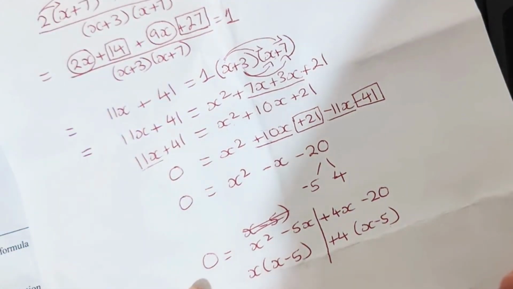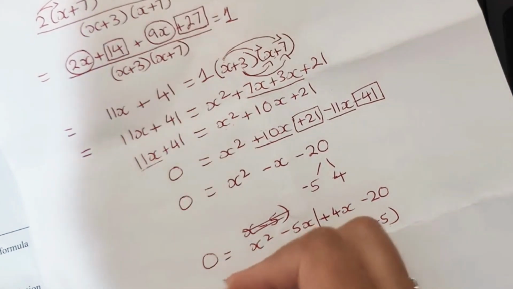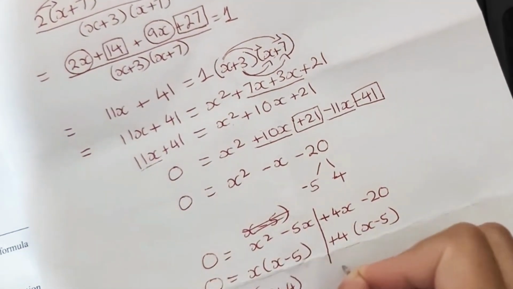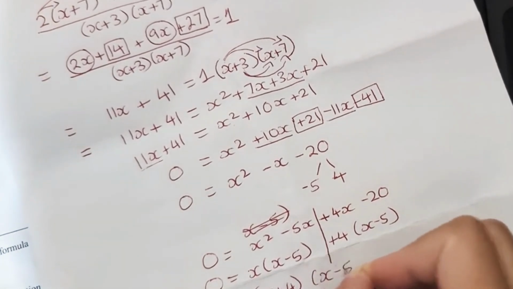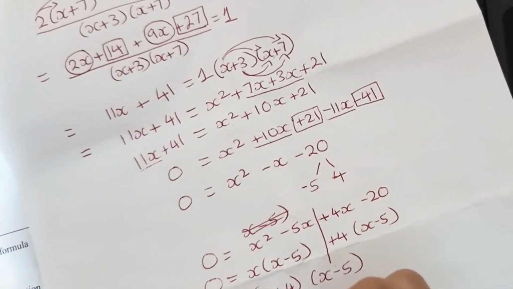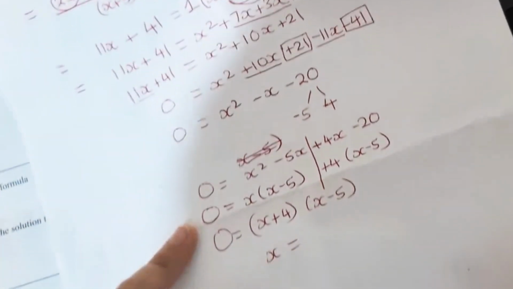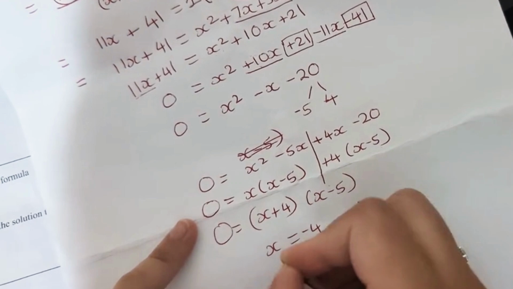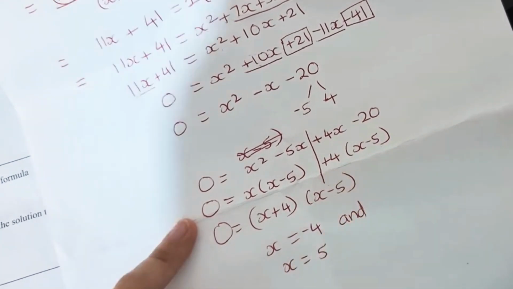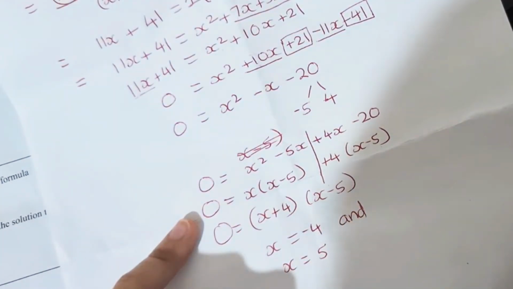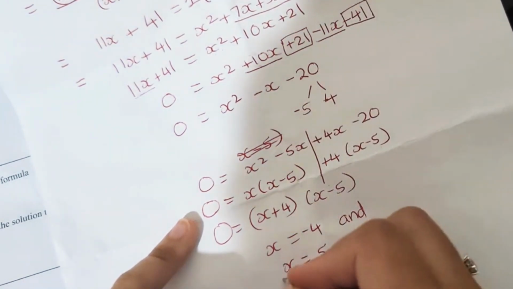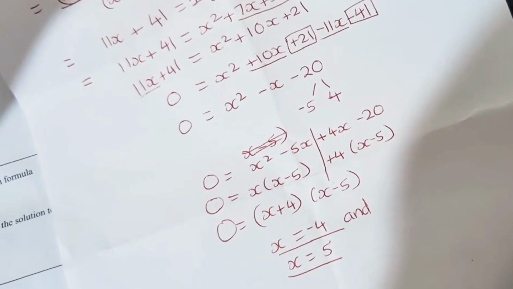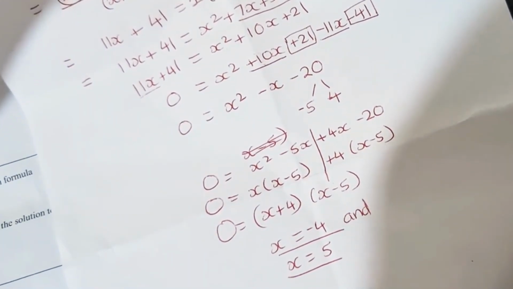And now if I go ahead and actually solve this, let me get my brackets first. So it's x plus 4 and x minus 5, equals 0. So if I solve for x, I get x is equal to minus 4 and x is equal to positive 5. So that is my answer for that question. That was quite a long question, solving algebraic fractions, and it is usually a tough one as well.